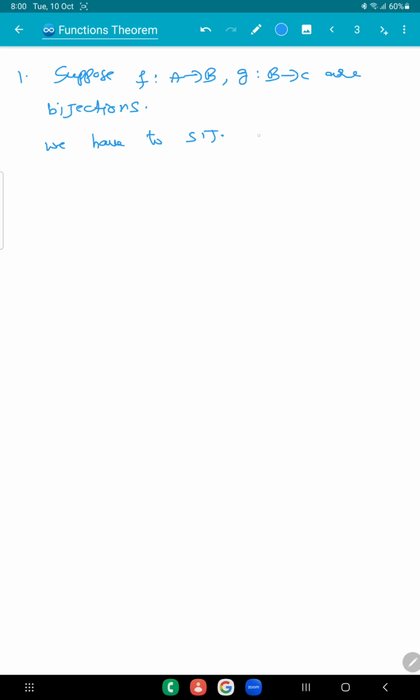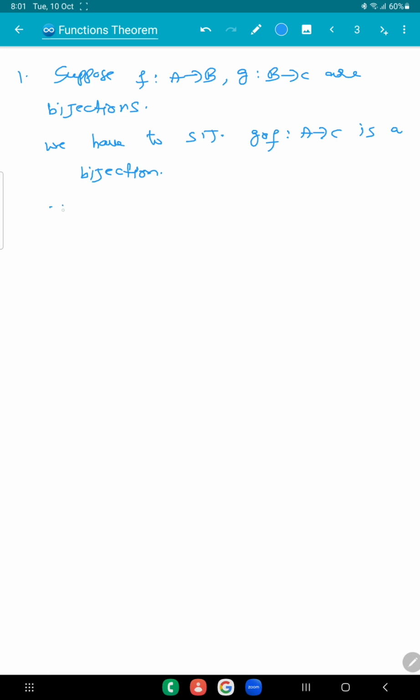So let us start the first theorem. What is that first theorem? Suppose f from A to B, g from B to C are bijections. Bijection means that they are 1 1 and onto, injective and surjective. What we need to show? So we have to prove that g circle f from A to C is bijective. Bijective means that 1 1 and onto, is a bijection.